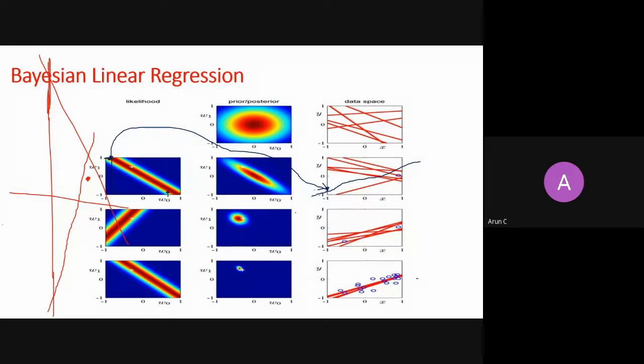So I am somewhere here, 0.7 or 0.8, and the slope is minus 0.8. So it goes opposite to it. So this point will correspond to this line.